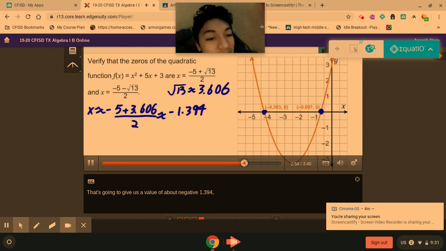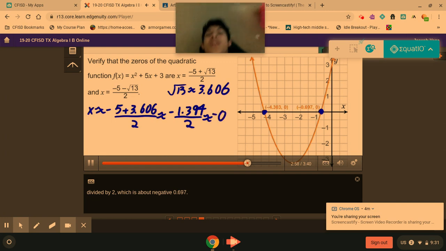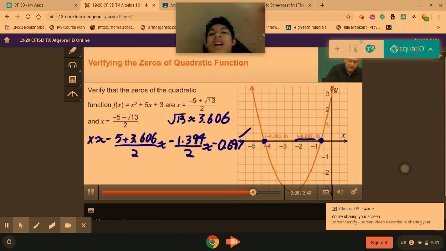1.394 divided by 2, which is about negative 0.697, which agrees with our value right there. So this one works. Let's take a look at the other one.